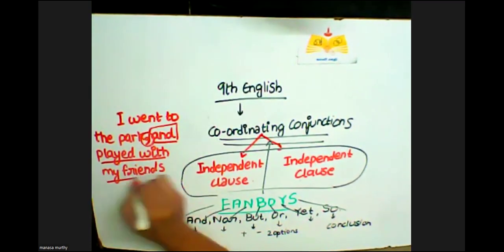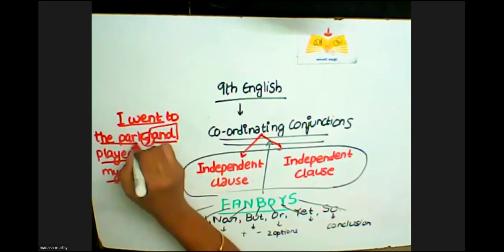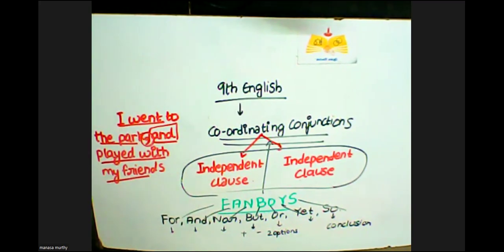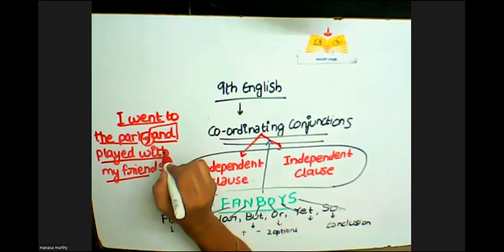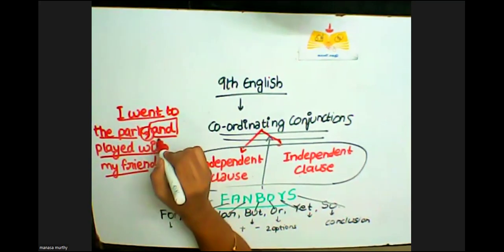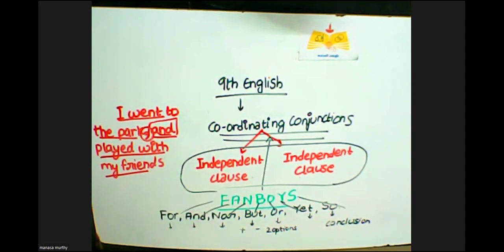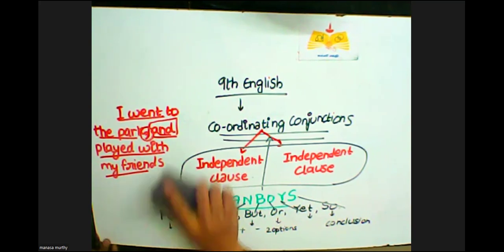I played with my friends. I went to the park. These are two independent sentences. So how am I joining them? How am I connecting these two sentences? You go to the park, another thing is happening. That is the reason you are placing this conjunction and. So this is the thing that we had learned. Next we are going to move on.